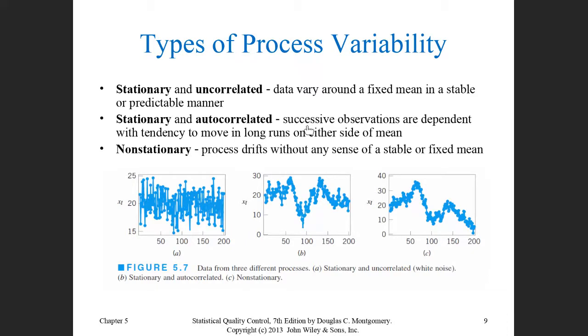So these are successive observations. The data are successively dependent, with a tendency, meaning they tend to move in long runs, many readings on either side of the mean. See, this is one side, the upper, or the other side of the mean, which is the lower. So it is similar to cycles, but it is also stationary because it is predictable.